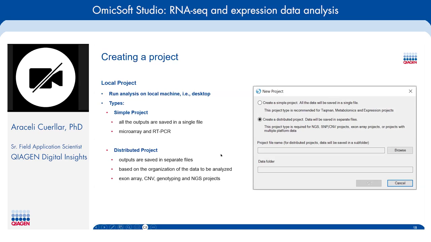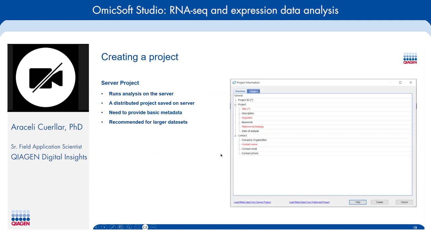Now, in addition to doing local projects, you can also do a server project. A server project is a distributed project saved on the server and runs the analysis on the server. Unlike a local project, a server project has required metadata fields that you do need to fill out to complete and create a project. These fields are normally assigned by your administrator, so these are going to be the ones that have little stars, right? Server projects are recommended when dealing with larger data sets, as they usually require more computing power.